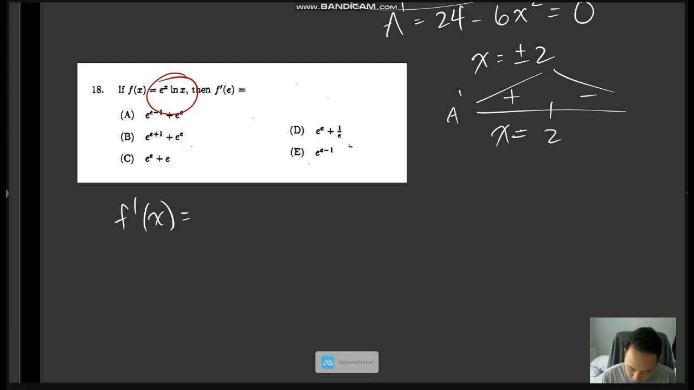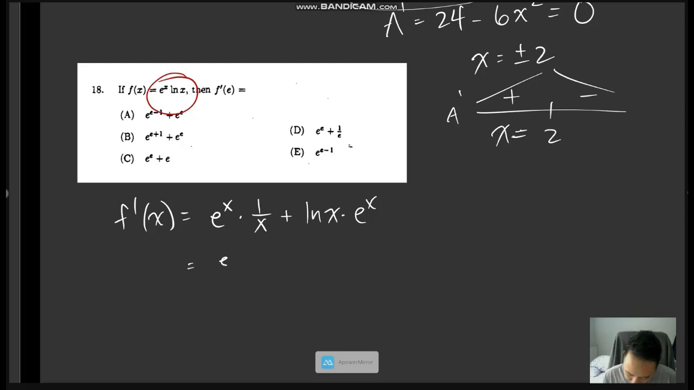I have my first term copied down, e to the x, times the derivative of the second term. The derivative of natural log of x would be 1 over x. And then plus, I'm going to copy my second term, which is natural log of x, times the derivative of e to the x, which is e to the x times the derivative of x, which is 1.